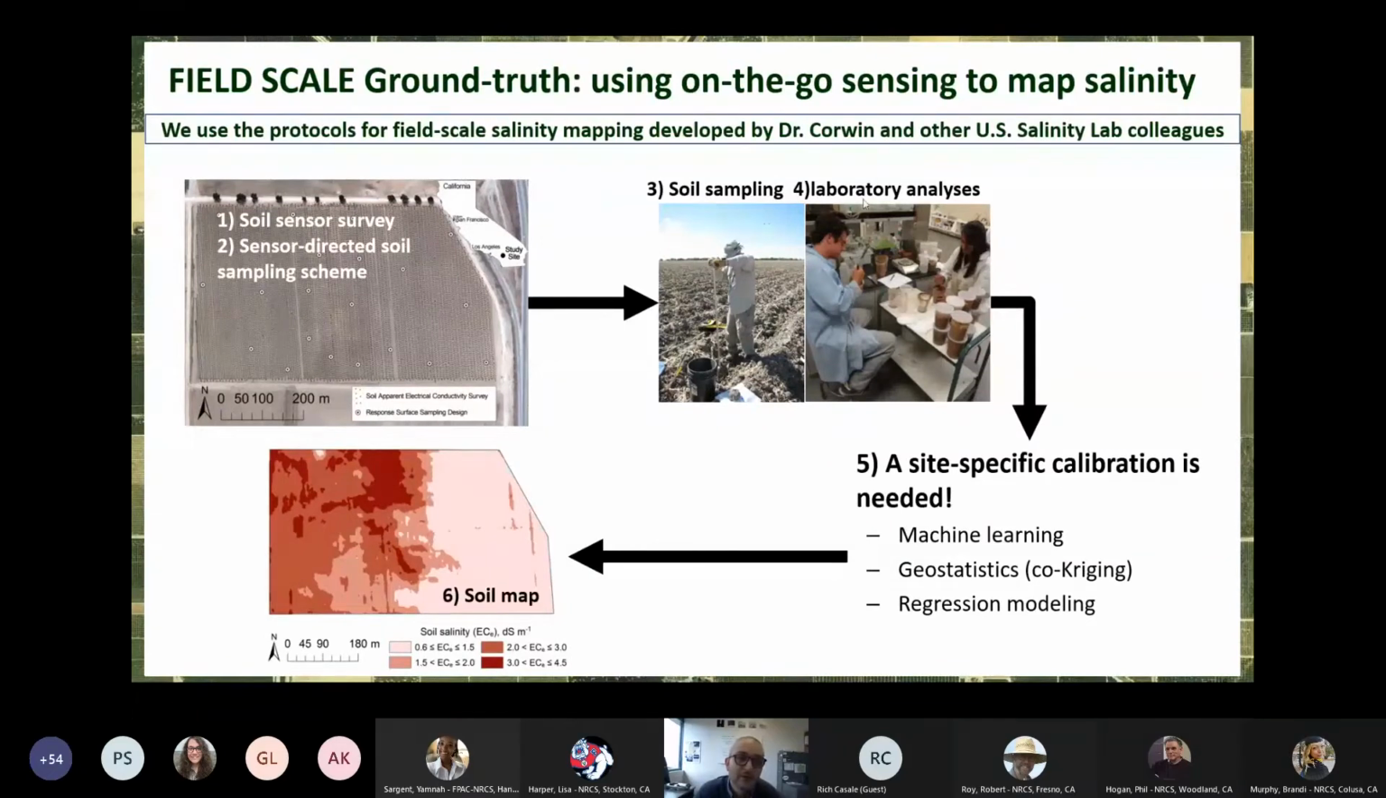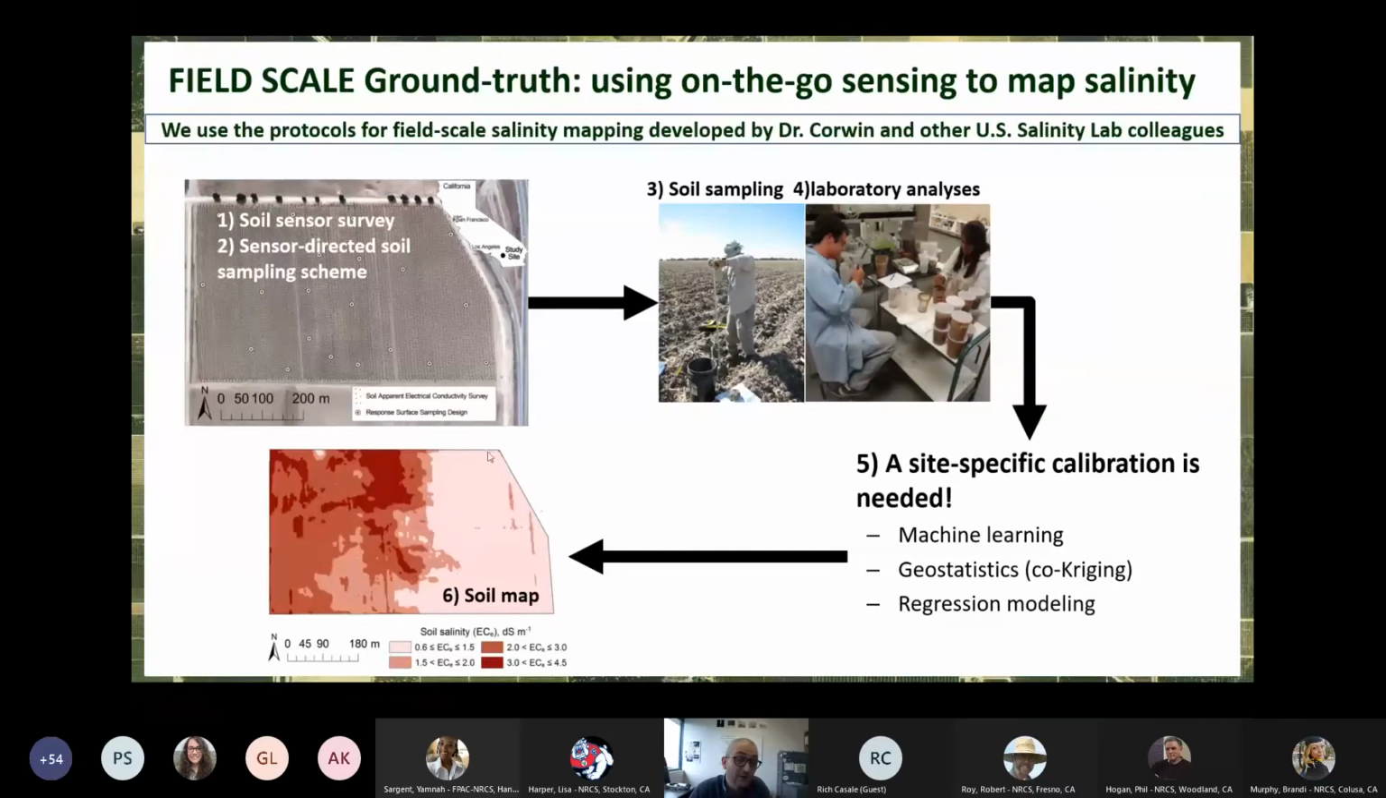We do the soil sampling, then we do the soil laboratory analysis to characterize salinity. And then there's the part where statistics kicks in, and we use these ground measurements and the sensor measurements to make a model so that we can estimate the soil properties that we are measuring in the lab throughout the entire field. And at the end, we basically create the soil map.